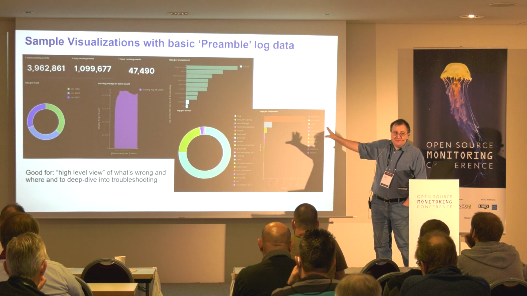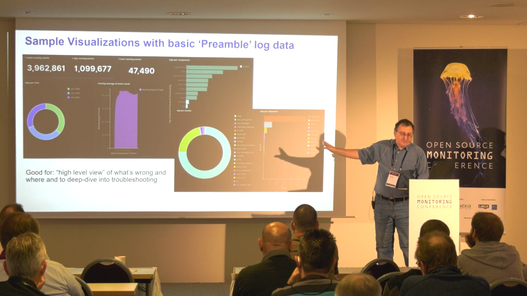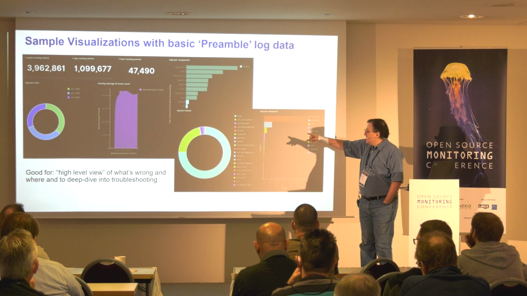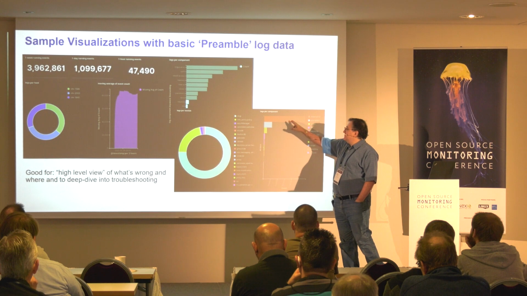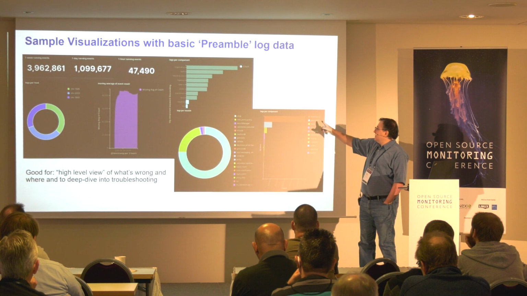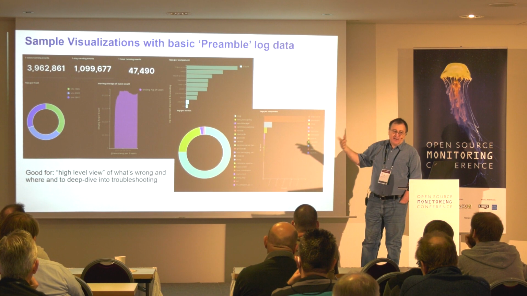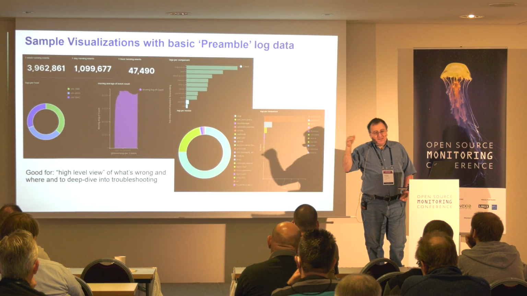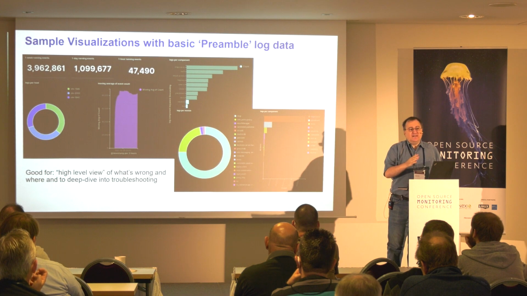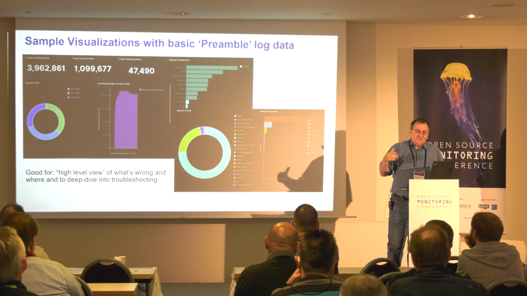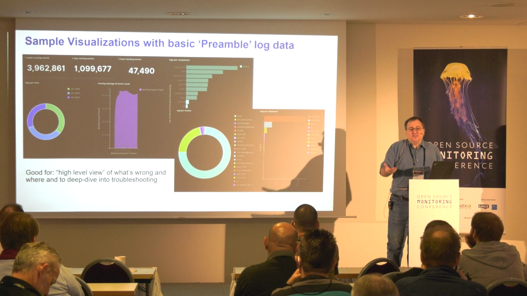So this is something that you can do with that preamble data. You have high-level views of your information, and then you can use that as a starting point to deep dive. You'll see, for example, that a lot of HTTP errors are happening. So you can click on this, deep dive, and do more troubleshooting. They didn't have this before, so that already helps them a lot.